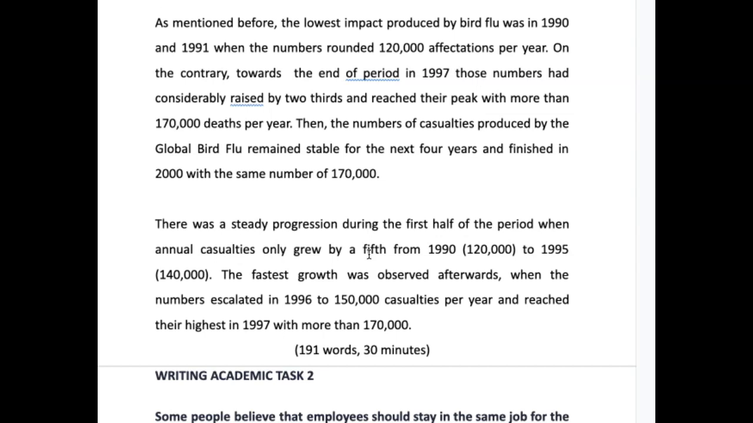The number of casualties produced by the global bird flu, by global bird flu or by the global bird flu epidemic remained stable for the next 4 years and finished in 2000 with the same number of 170,000. Excellent.